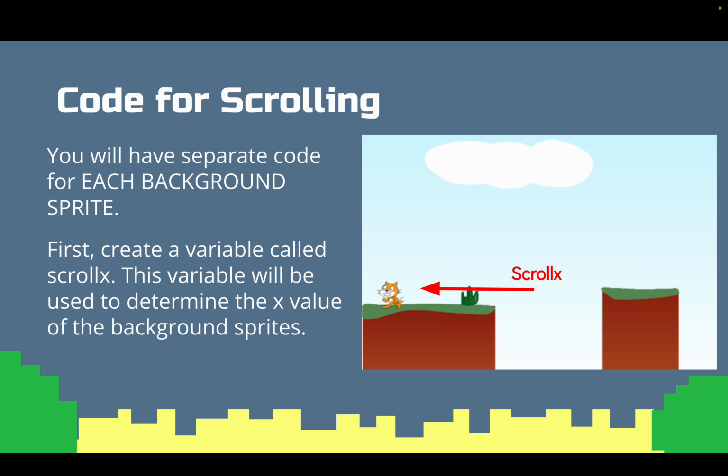So, code for scrolling. We're not just going to have the platforms there. They kind of have to move, right? So how are you going to do that? We're going to have different code for each separate platform or background sprite. But first, in order to get it to scroll, to get it to move, we need a variable. We're going to call this variable scroll x. This variable will be used to determine the x value of the background sprites.